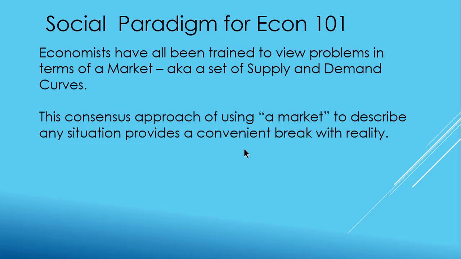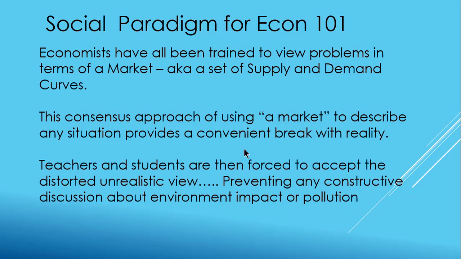And using this consensus approach of always using a market to describe any situation provides a convenient break with reality. What I mean by that is if I were looking out my window, living on a river, and the river's polluted, I'm not going to use a market to describe the pollution. I'm going to talk about the pollution, what it is, where it came from, the effects on the environment. But economists have this crazy dry view of markets and refuse to think of anything else. It's just an incomplete solution to the problem.